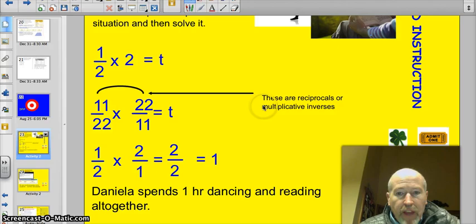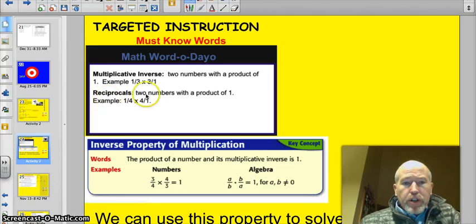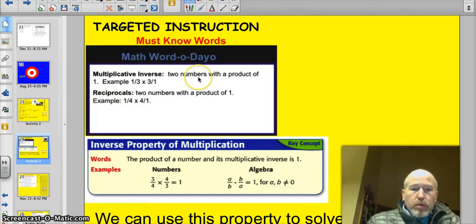Whenever you have that, these are called reciprocals, so the multiplicative inverses. You're going to get 1 when you multiply these together. Always. All right, that's what we're going to be talking about tonight. Here's the term I use, multiplicative inverses: two numbers with the product of 1.